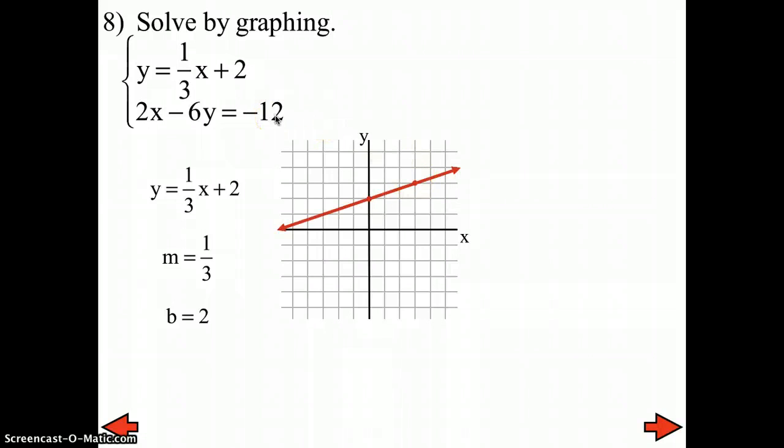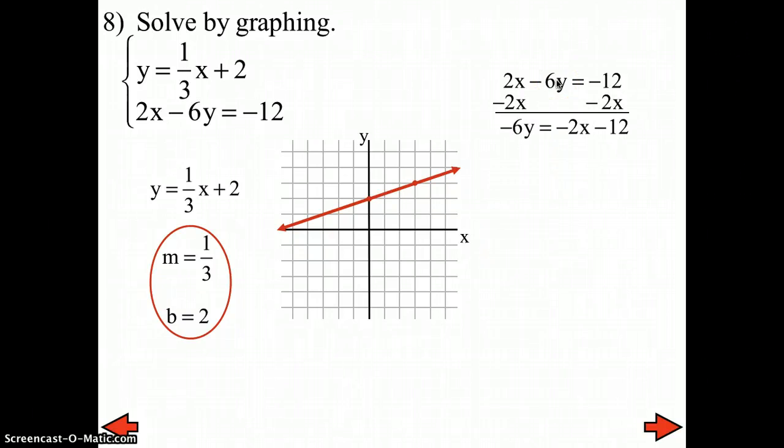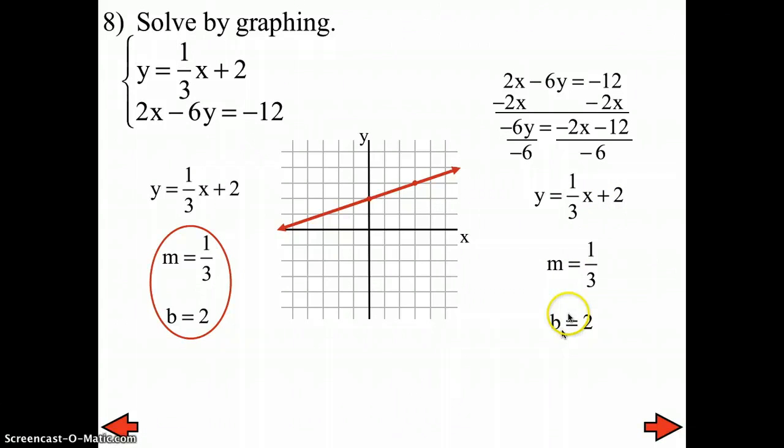Now the second equation, it's not in slope-intercept form, so I'm going to have to manipulate the problem in order to do that. I'm going to try to isolate my y by first subtracting 2x from both sides, leaving me with negative 6y equals negative 2x minus 12. Now in order to isolate my y, I'm going to have to get rid of my coefficient by dividing everything by negative 6, leaving me with y equals 1/3 x plus 2. Now, since it's in slope-intercept form, I can identify my slope as 1/3 and my y-intercept as positive 2. So I'm going to graph, starting with my y-intercept, which is 2, so I'm starting right there.